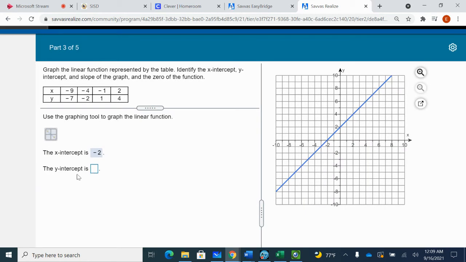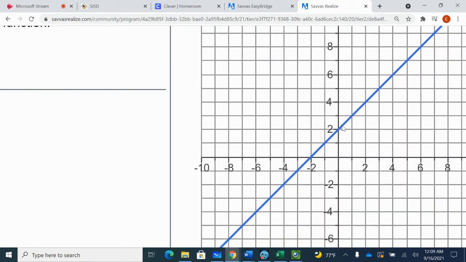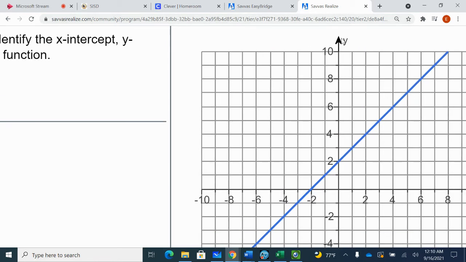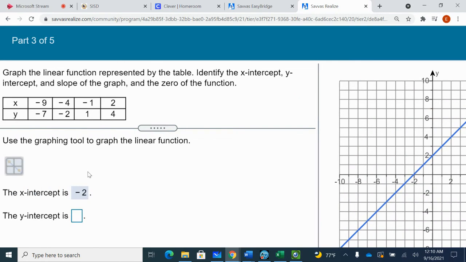Part 2 says, what is the y-intercept? Well, let's look at our graph. The y-intercept here is where the graph crosses the y-axis. This is my y-axis. The graph is crossing it at 2. So my y-intercept is 2.